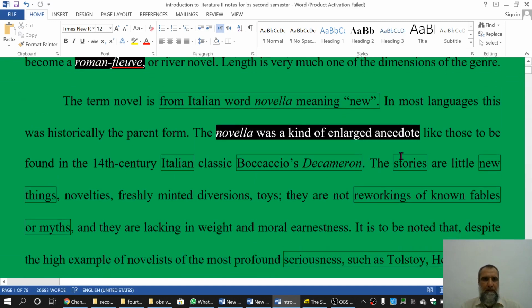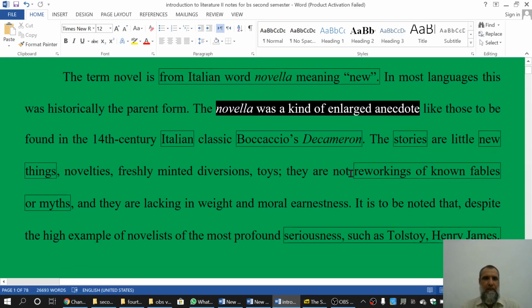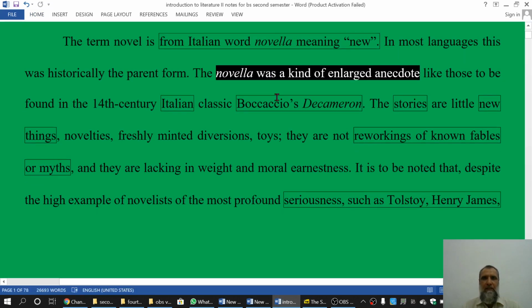Let me read it for you and translate it. The term novel is from the Italian word novella, meaning new. Novel लफ्ज़ novella से माखूज है, ये Italian लफ्ज़ है. In most languages this is historically the parent form. तो अक्सर लैंग्वेज में parent form यही था, novella.